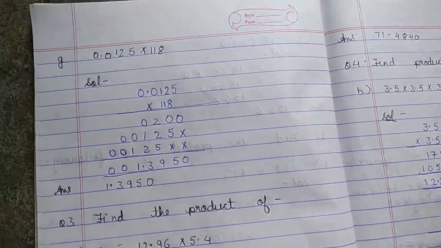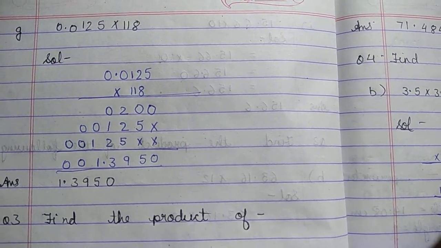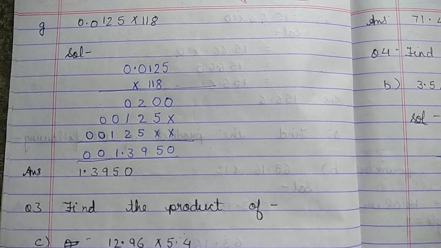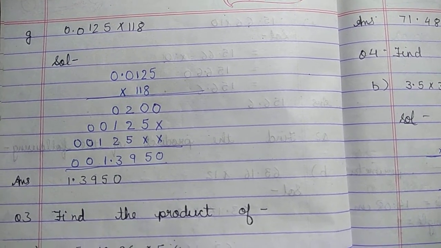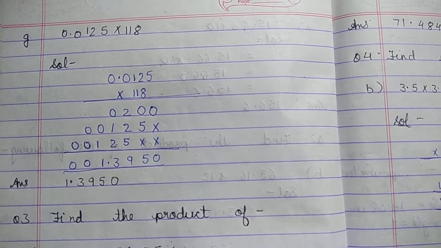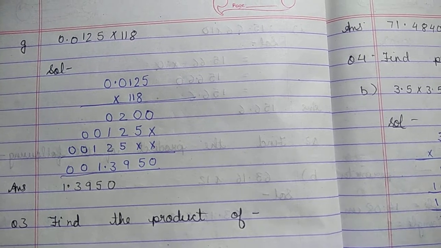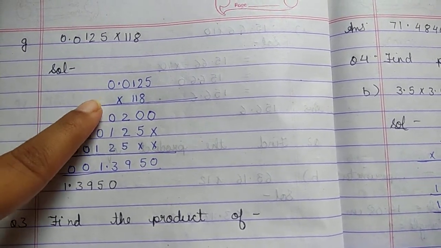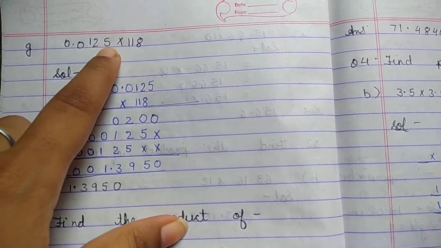Next part is 0.0125 multiplied by 118. If you have noticed in this question, one number is a decimal number and another is without decimal. So in this question, one number is with decimal and one is without decimal. So again, solving it in the similar way, just do the normal multiplication, then we will count the number of digits from the back in the question.